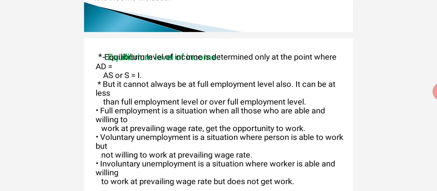Now we'll talk about the equilibrium level of income, which is determined only at the point where AD is equal to AS or S is equal to I. There are basically two approaches to determine the equilibrium level of income, output and employment: the AD-AS approach and the S-I approach. The AD-AS approach is deleted from our syllabus, so we'll talk about the S is equal to I approach. According to the S-I approach, the equilibrium will be at the point where savings are equal to investment. Simple.